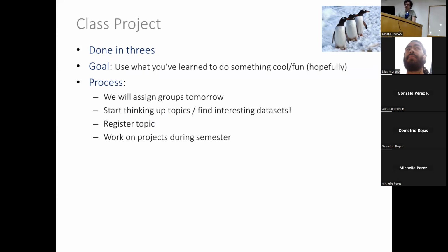I will assign the groups tomorrow, I hope. The deadline is today for proposing your groups. So it's a good time to start thinking of topics or find interesting data sets. There is a bit of a problem with all of the projects that we have, except for maybe databases, which is that we need to start the projects more or less around this time, but you've not seen all the topics yet. We've not seen NoSQL, we've not seen Elasticsearch. There's a bunch of stuff yet to see.